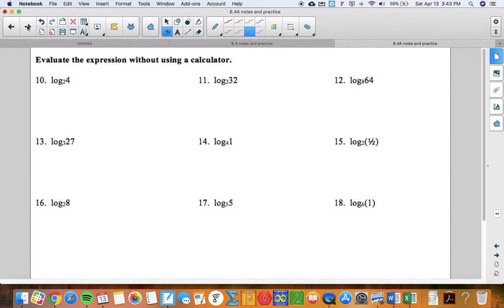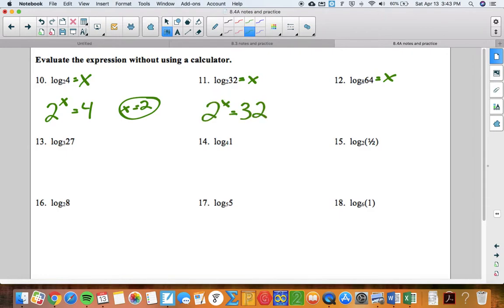Evaluate the expression without using a calculator. Yeah, we can do this without a calculator. We want to know what log base 2 of 4 equals. Oops, so we want to know what this equals. So 2 to the what equals 4. Well, x has to be 2 because 2 squared equals 4. Set these all equal to x. So now if we transition this to exponential form, it's 2 to the what equals 32. That has to be 5.